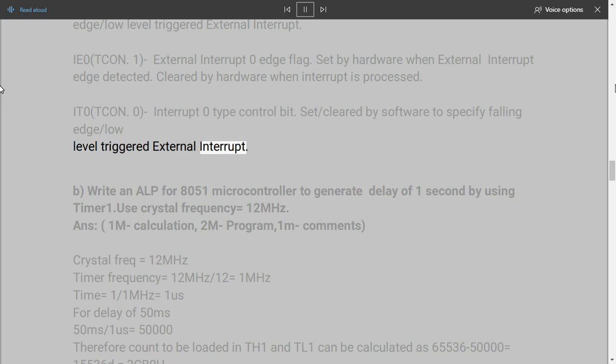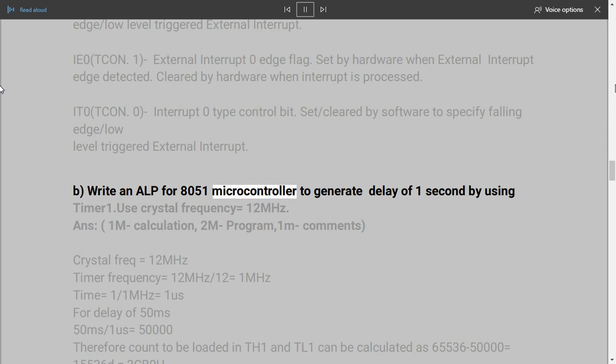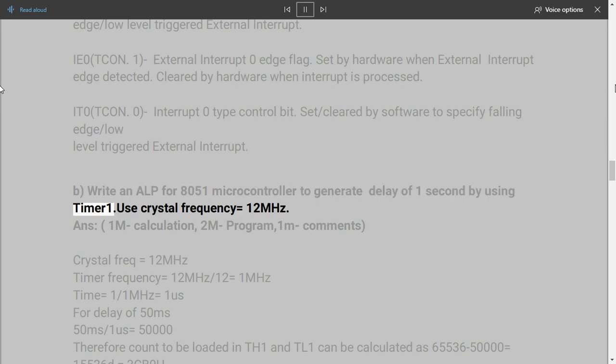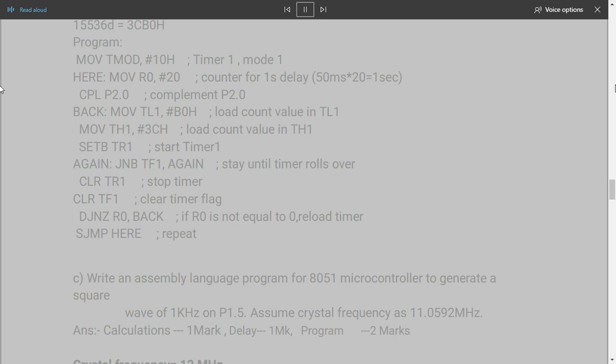B. Write an ALP for 8051 microcontroller to generate a delay of 1 second by using timer 1. Use crystal frequency equal to 12 MHz. Answer: 1 mark calculation, 2 marks program, 1 mark comments. Crystal frequency equals 12 MHz. Timer frequency equals 12 MHz/12 equals 1 MHz. Time equals 1/1 MHz equals 1 us. For a delay of 50 milliseconds, 50 ms/1 us equals 50,000. Therefore the count to be loaded in TH1 and TL1 is 65536 - 50,000 equals 15536 decimal, which is 3CB0H.